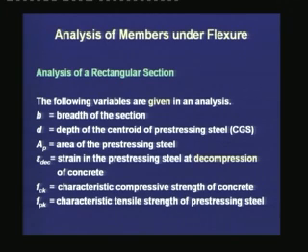Now, in the analysis of a rectangular section, the following variables are given. We know the geometry of the member, that means we know B and D. We know the area of the prestressing steel, that means AP is known. We also know epsilon DEC, which is the strain in the prestressing steel at decompression of concrete, or which is the strain difference between the concrete and the steel at the level of the steel.